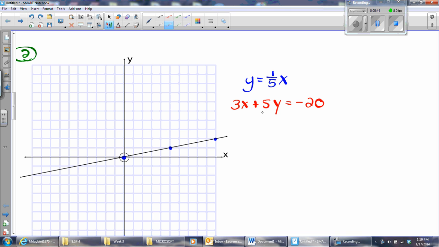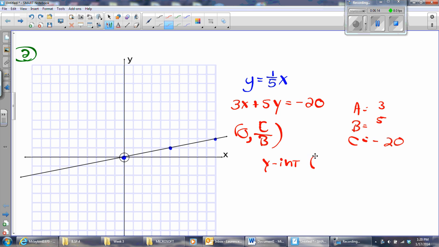Now, equation number two, the red equation, is not in slope-intercept form. It's in standard form. And so I'm going to find the y-intercept. Remember, the y-intercept can be found by taking c and dividing by b, right? Well, a, b, and c are 3, 5, and negative 20. So my y-intercept is going to be the point 0, and negative 20 divided by 5 is negative 4. So 0, negative 4. So 1, 2, 3, 4.